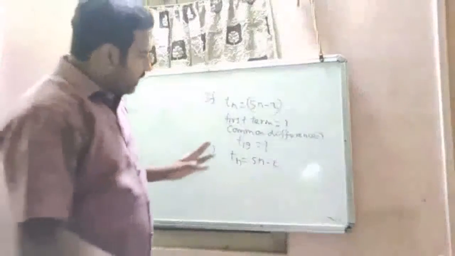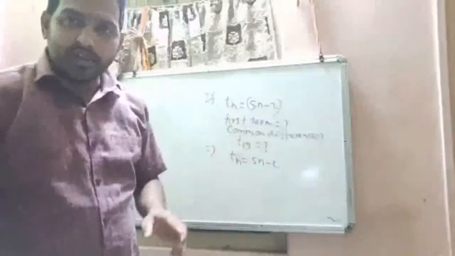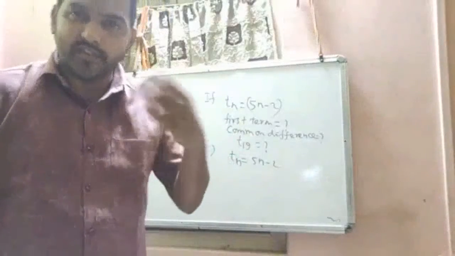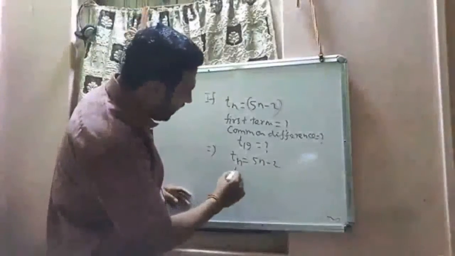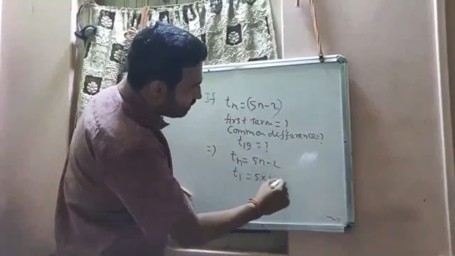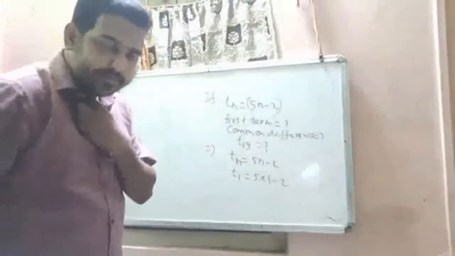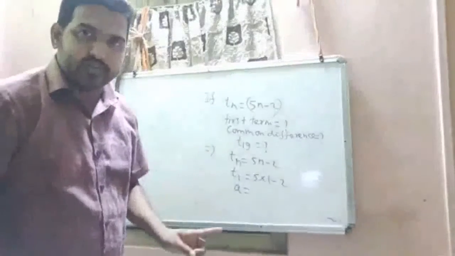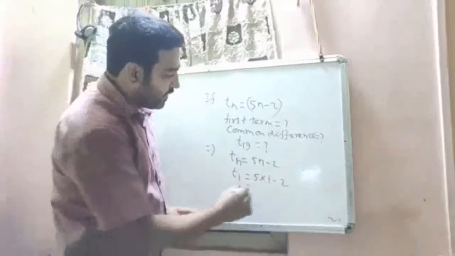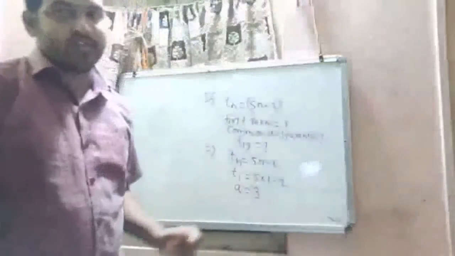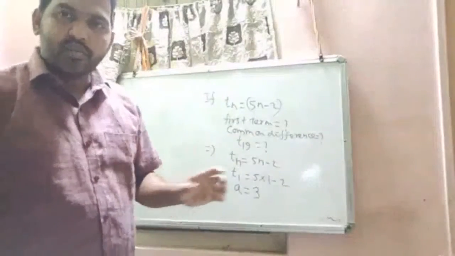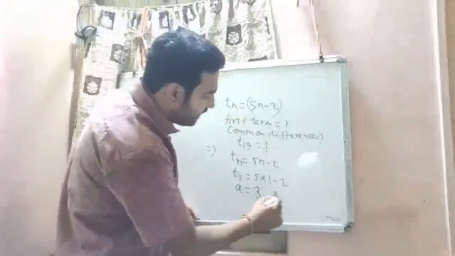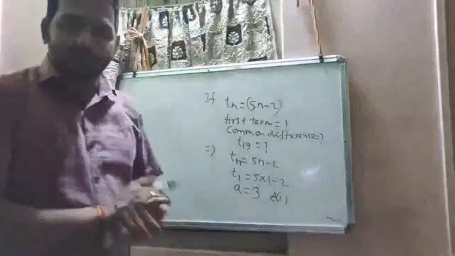Clear? So putting n is equal to 1, n equal to 1 means t1, t1 means first term. So let me write n as 1: 5 into 1 minus 2. T1 is symbolized as a. A is the first term. So 5 into 1 is 5, 5 minus 2 is 3. So we have found the first term. This is how, whenever a form is given, we can easily find the first term. So that is answer part 1.